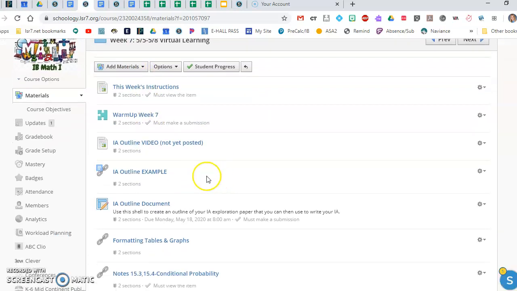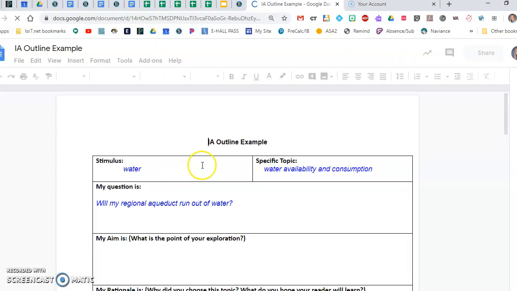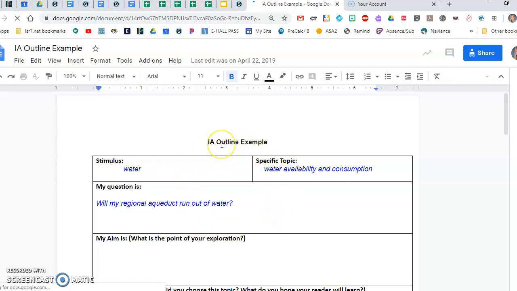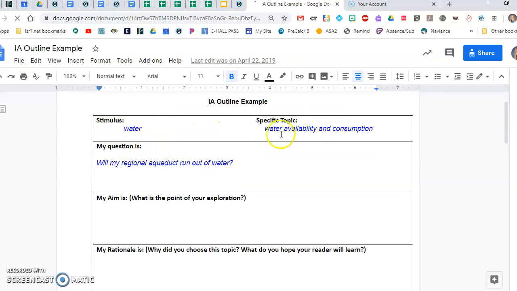So back here in this folder, I'll post the video here, but really what you're going to do, you might take a moment to look through this IA example. What I've done here is I just have the outline that you're going to be filling out. In blue, I have included just information. Let's say this was my topic.